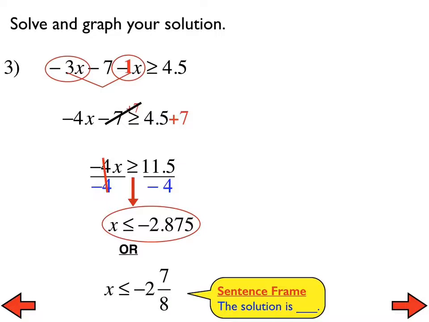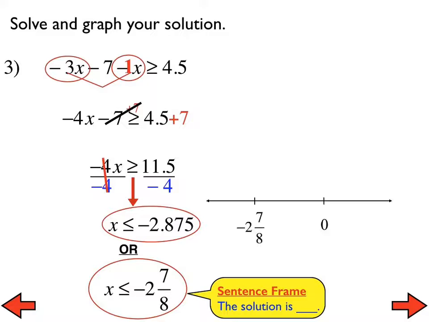These are both correct because they are equivalent answers. And in your graph, you can use either fraction or decimal, same thing. Open or closed? Closed. It has the or equal to, meaning that is one of the numbers you can plug in to make it a true statement. Left or right? Left. We want it to be less than. Any questions on number 3?